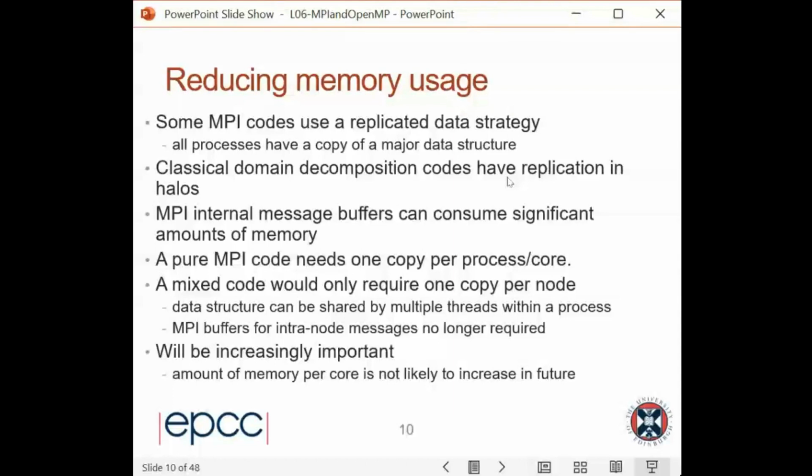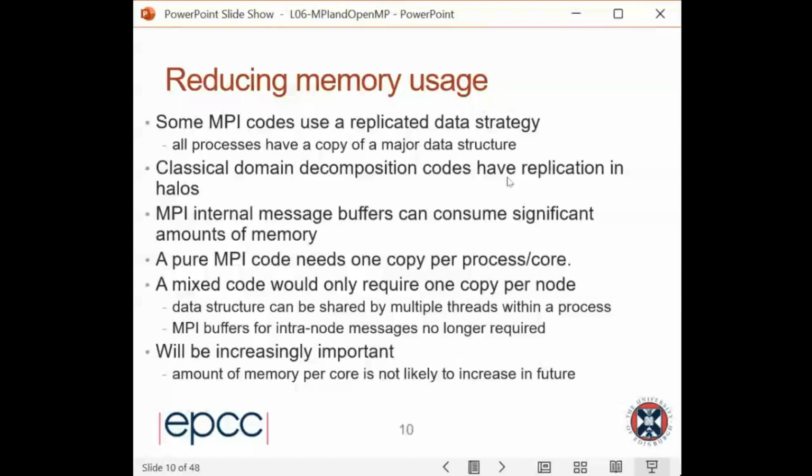You might say, well, I don't have any replicated data, but actually you do. If you do a classical domain decomposition, as we illustrated yesterday, halos are replicated data. Halos are explicitly copies of data which are owned or updated by another process. MPI itself can consume significant amounts of memory. MPI has to maintain all these message queues and all its own data structures. If you do the default on ARCHER2, you'll have 128 versions of the MPI library running on your node. That might use a lot of memory.